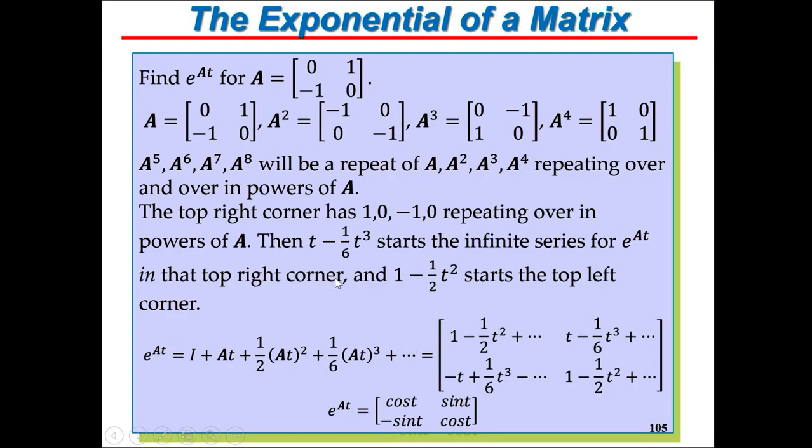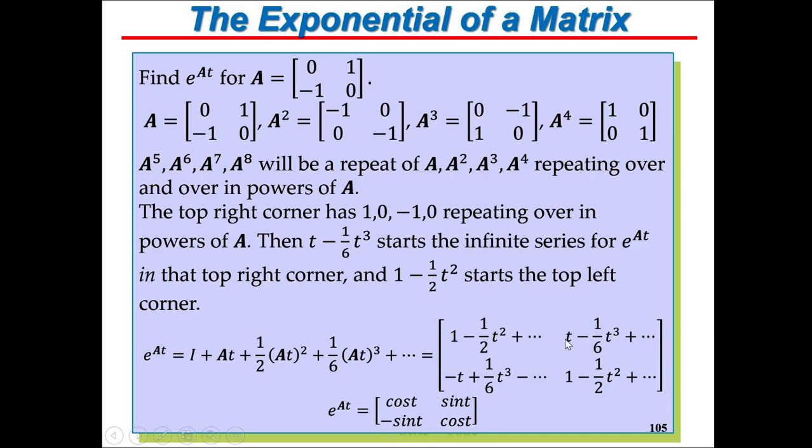So for example, if you want to compute the element 1,2 of this matrix e to the At, the 1,2 contribution from I will be 0. From matrix A will be 1, so 1 times t, so we're going to have a t there. From matrix A squared will be 0. From matrix A cubed will be minus 1, t cubed over 6, etc., etc.